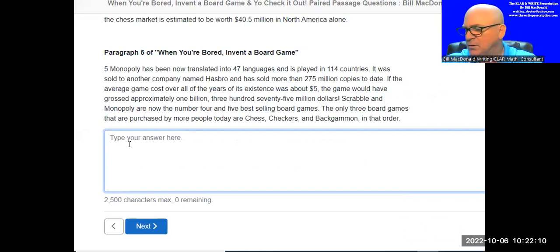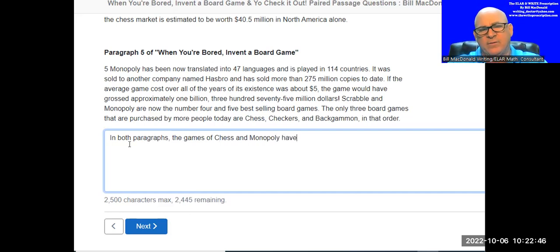Okay. In both paragraphs, the games of chess and Monopoly, because the answer has to come from my head, have created lots of revenue or income for the creators. Okay, that's my answer.